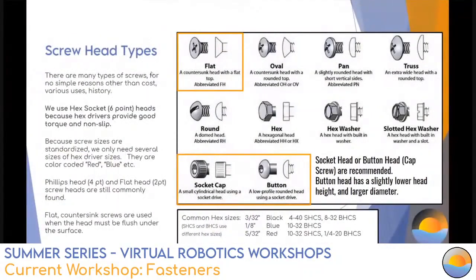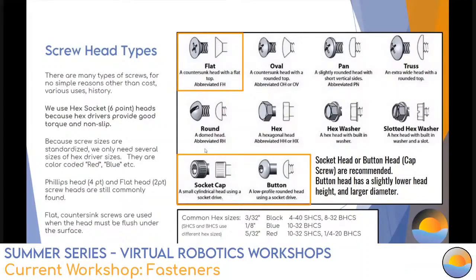So screw head types, lots of different screw head types. There's no other way for me to explain why there's so many different screws. You're going to see architectural, automotive, carpentry, and there's just no other reason other than various uses in history. So we're going to use a hex socket, so 6-point, because the actual hex driver that you use provides really good torque and a non-slip torque.